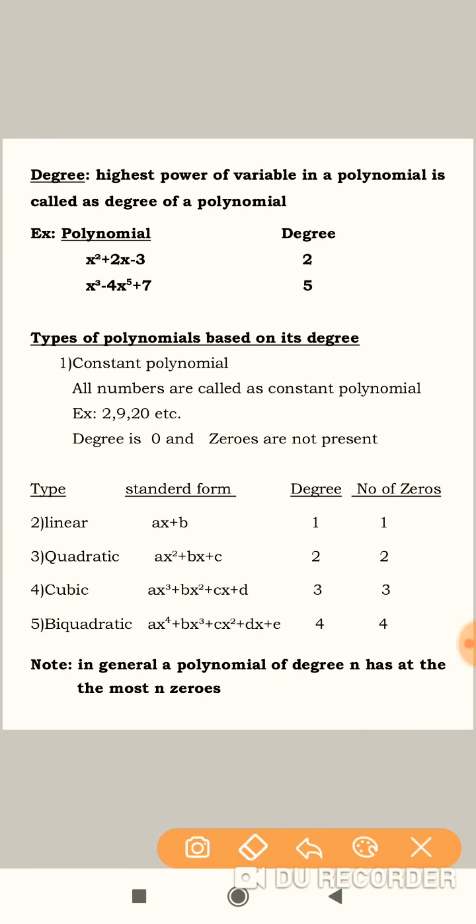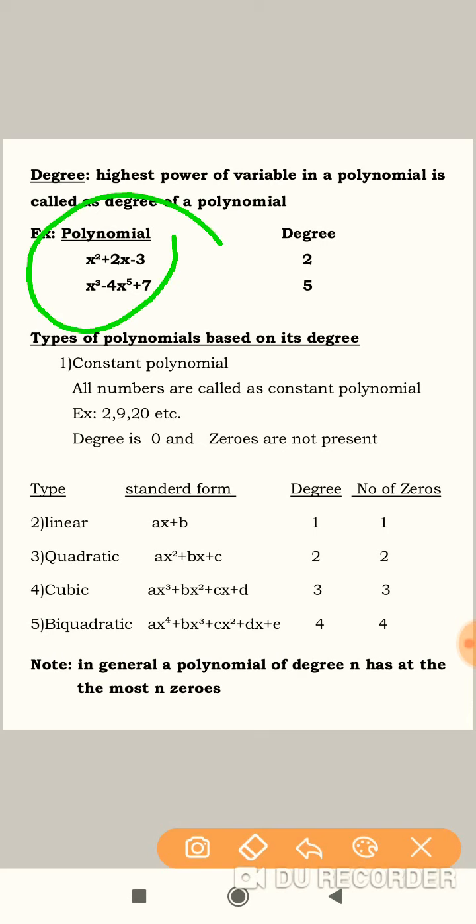Now the next part, that is the degree. The definition of a degree states that the highest power of variable in a polynomial is called as degree of a polynomial. The highest power of what? Highest power of a variable in a polynomial is called degree.